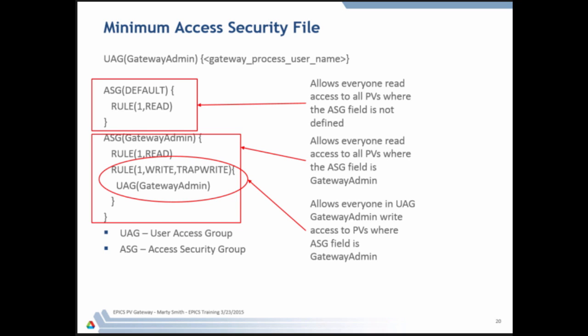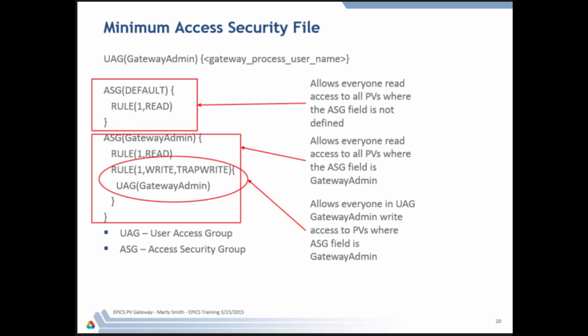ASG is the access security group, and this is defining a default access security group. I tend to keep my access security groups between the PV gateway and the IOC the same name. That way it's easier to follow things back into the IOC and figure out, okay, well, which PVs are in this group? Because if somebody has a problem connecting, reading, or writing to a particular process variable, it may be related to the access security group.